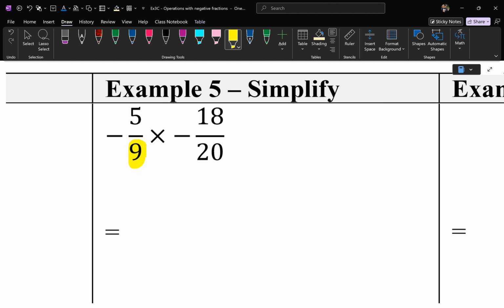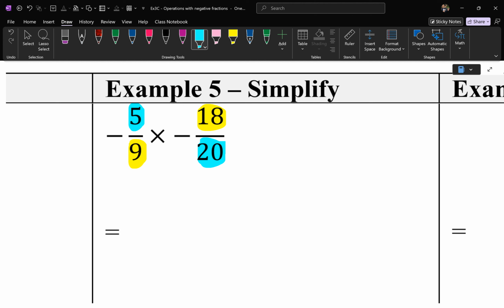All right, so we have 9. So pick a bottom number, pick a top number. 9 and 18. And 5 and 20. Now, you could have also done 18 and 20 as well. Doesn't matter. You can just keep reducing it. The point is to make it as small as possible. Okay? I would have done exactly what Belinda said, just because you're reducing it twice rather than reducing it once.